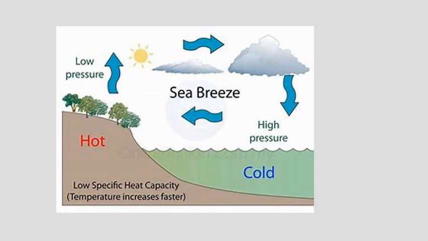Comparatively, the sea is colder or cooler, and the air above it is cool because the temperature is low, so there is high pressure. Now, winds always blow from areas of high pressure to areas of low pressure. So, because of this difference in pressure, the winds start to blow from the sea towards the land. So, this is termed as the sea breeze. So, it does not allow the daytime temperature to be high in the coastal areas. That is why the temperature is not very high even during the summer season in the coastal areas.